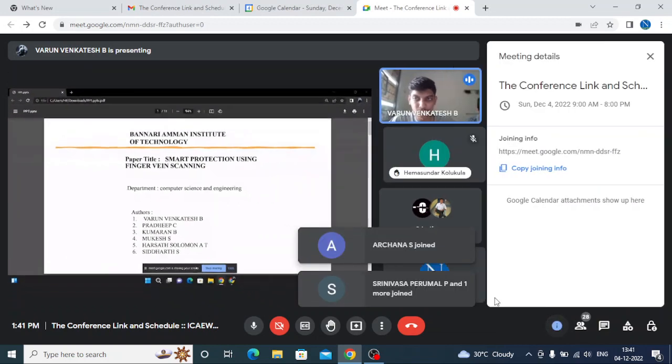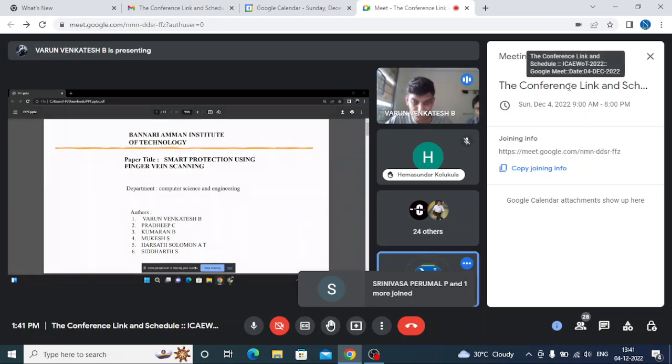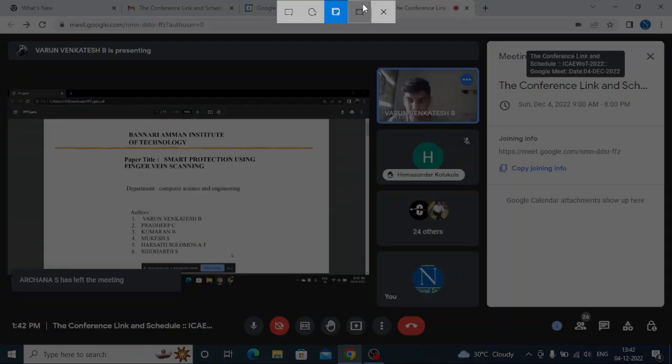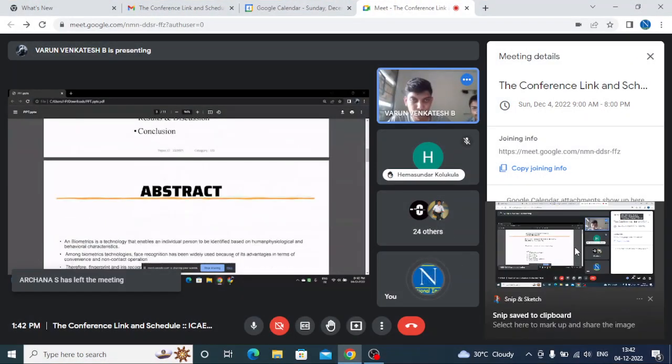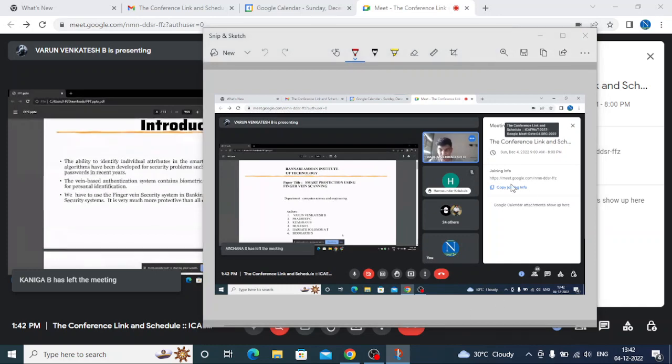Hello, sir. I am Varun Venkateswara from Bandarima Institute of Technology. Sir, can you hear me? Yes. I am going to present on the topic smart production using fingerprint scanning. First, I will explain how the scanning process will work.